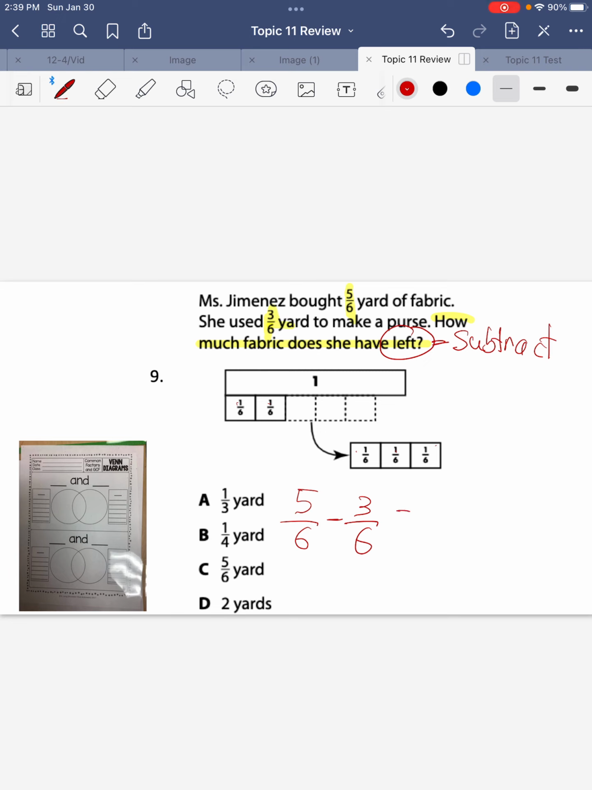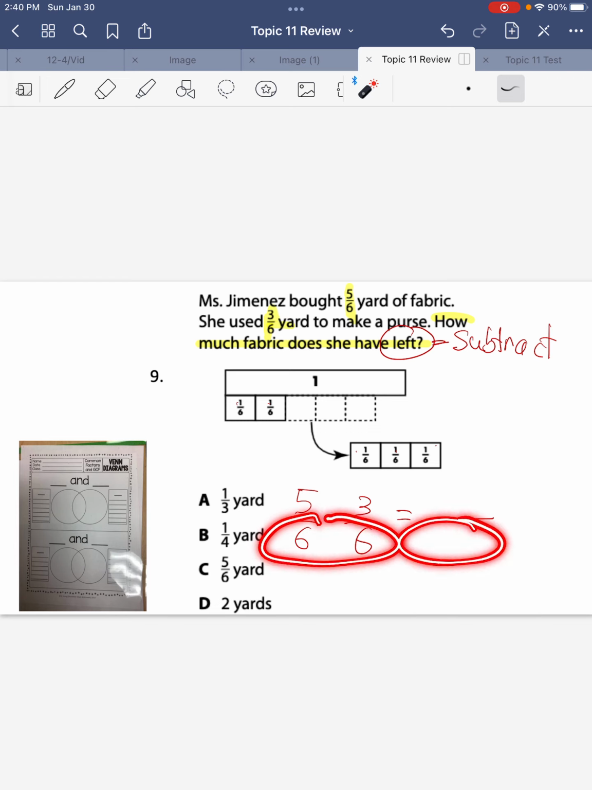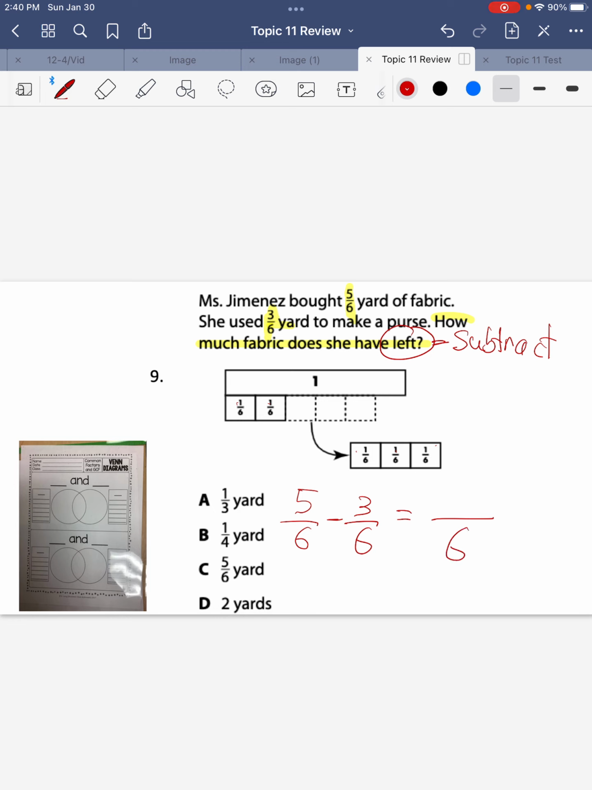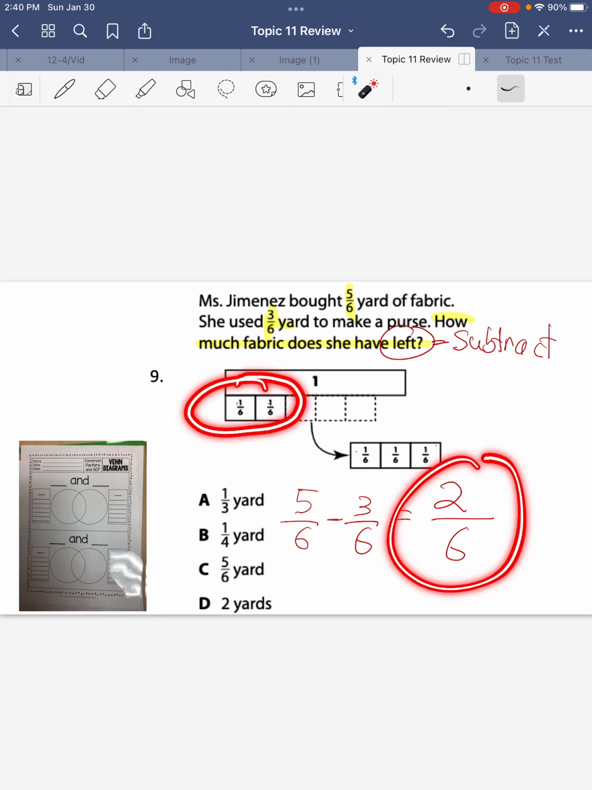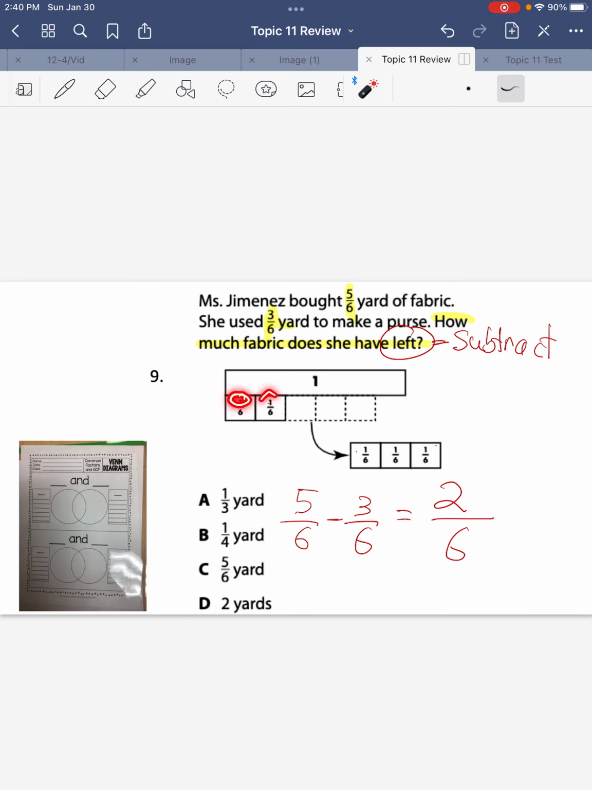So now I'm going to see how much does she have left. I'm going to subtract. I have 5 over 6 here. My denominator is 6, so that does not change. I'm going to put a 6 here. And then I'm going to do 5 minus 3. I get 2. So I'm going to put a 2 here, okay? And if you look here, I have 2 over 6. How much does she have left? She also has 2 over 6 because 1, 2, and your 6 stays the same. Okay, so this is 2 over 6.